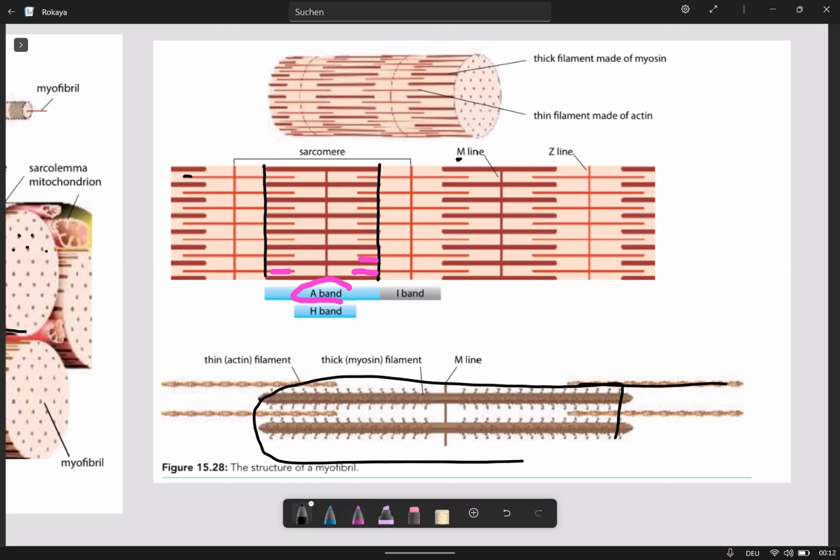Then we have a part in the middle, which is only the myosin part. It does not have all of the actin because there's a little bit that overlaps, but just this part in the middle is called the H band.